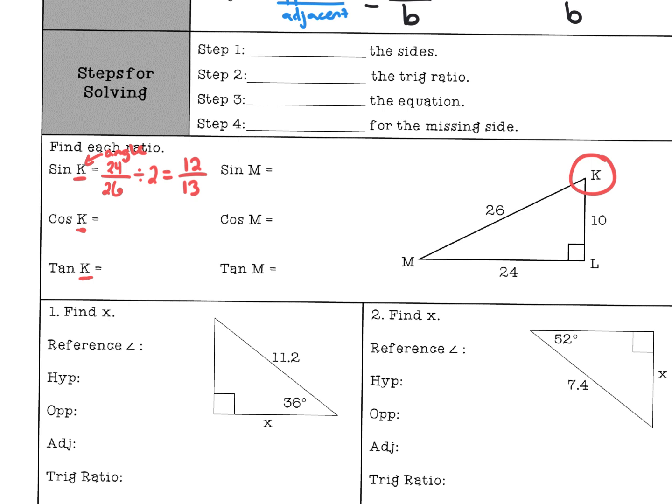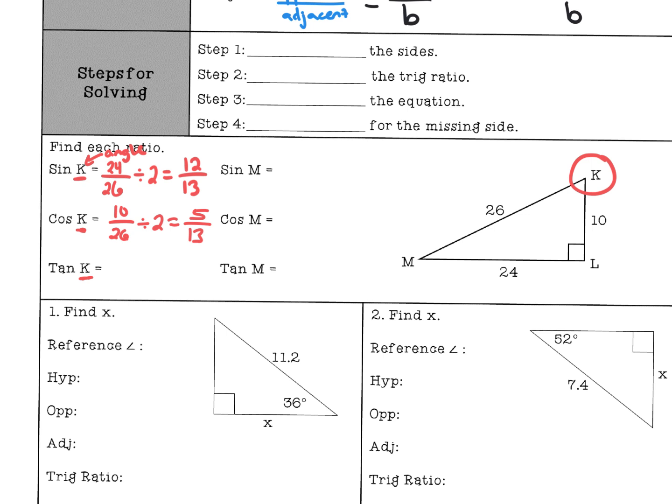What about cosine of K? What's cosine's ratio? Adjacent over hypotenuse. What's adjacent to K? 10. What's the hypotenuse? 26. Is the hypotenuse ever going to change? No. What can I divide both of these by? 2, to get 5 over 13.